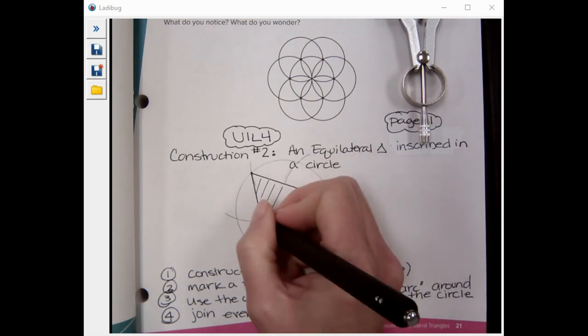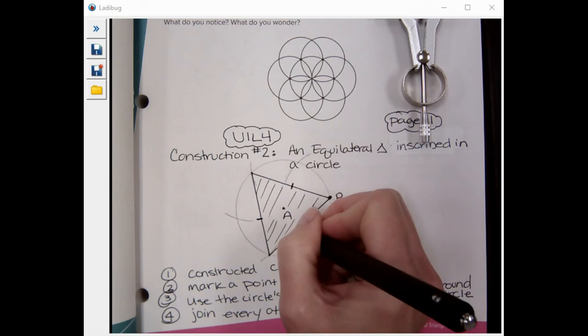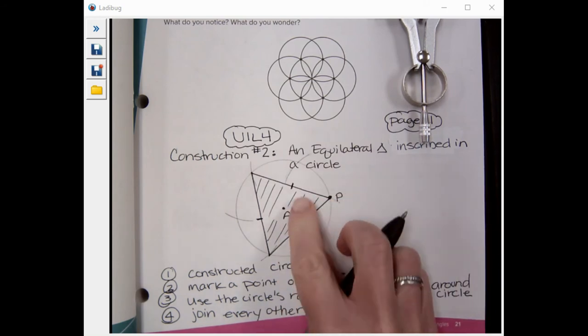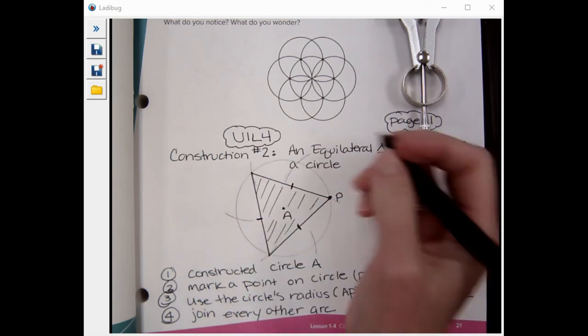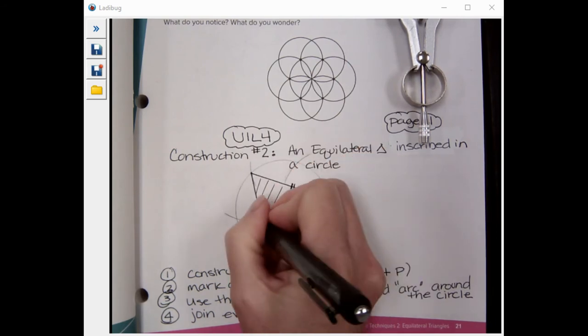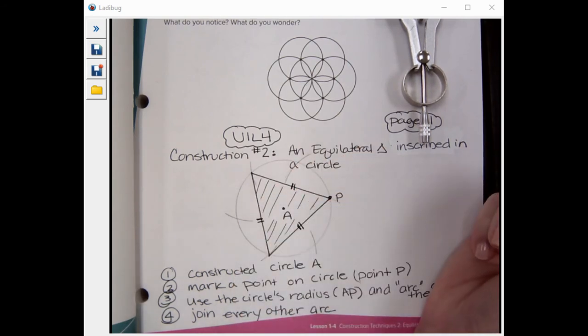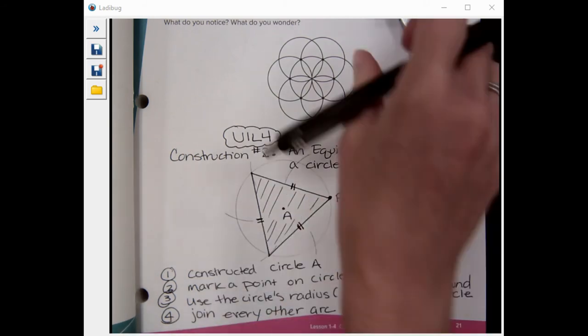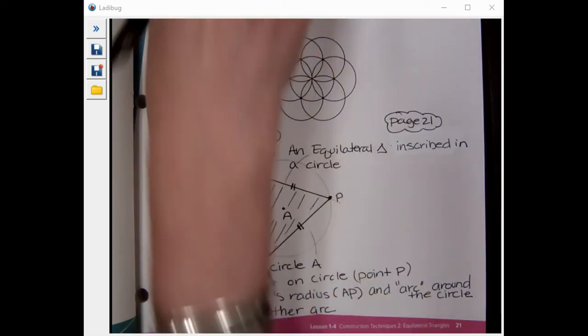If you've done this correctly, your lines should look congruent. This is a little tick mark. You could do a single, single, single. You could do a double, double, double. But these little tick marks show that my sides are congruent. They are the same length. And I have constructed an equilateral triangle.